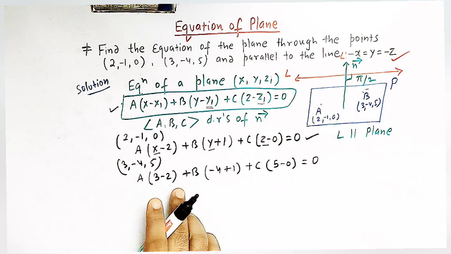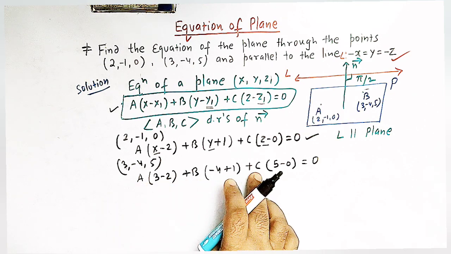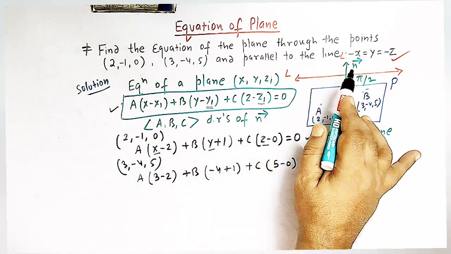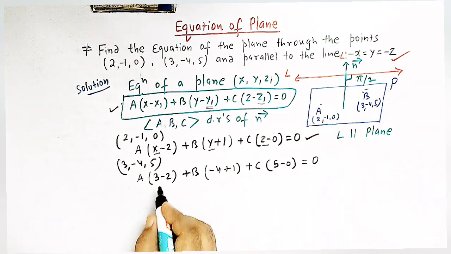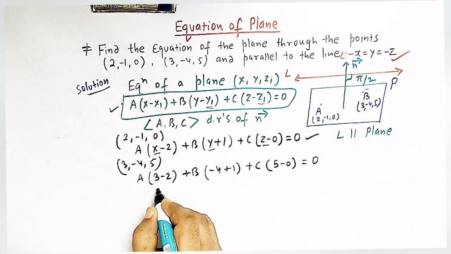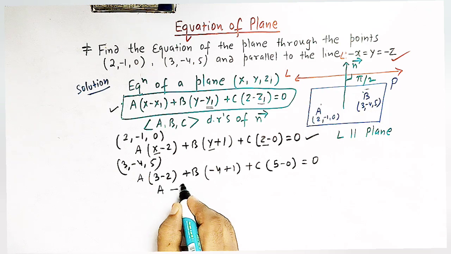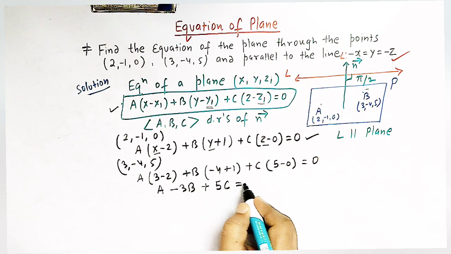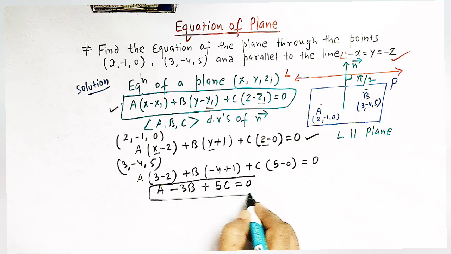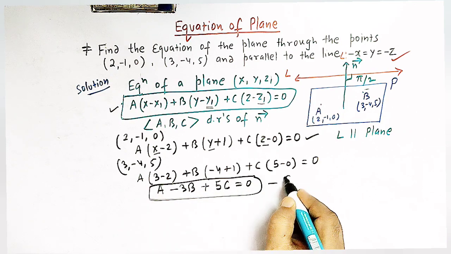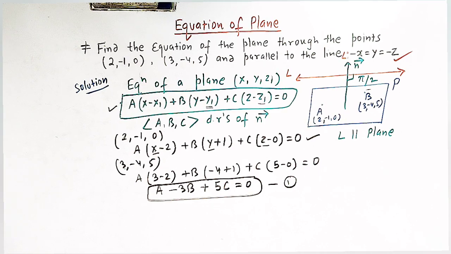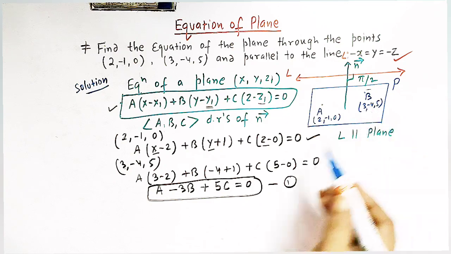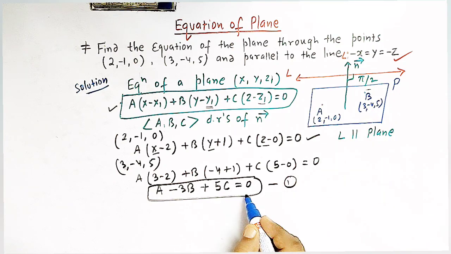So now we have an equation in a, b and c, where a, b, c are the direction ratios of the normal vector to this plane P. So now we have 3 minus 2 is 1, so we have a, here we have minus 3b, and now here we have 5c, and that is equal to 0. So now this is our equation 1. So now we have utilized these 2 points to get this equation number 1.